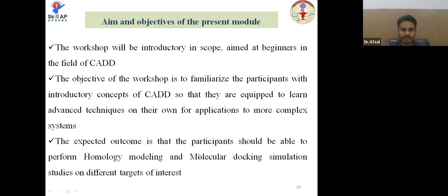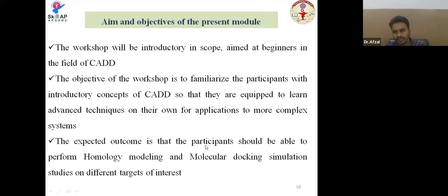And the expected outcome of this module or the workshop is that the participants should be able to perform homology modeling and molecular docking simulation studies on different targets. So today we will discuss homology modeling. I'll give a brief idea about what homology modeling is, followed by taking one example of how we can operate the different software that is available to perform this homology modeling.